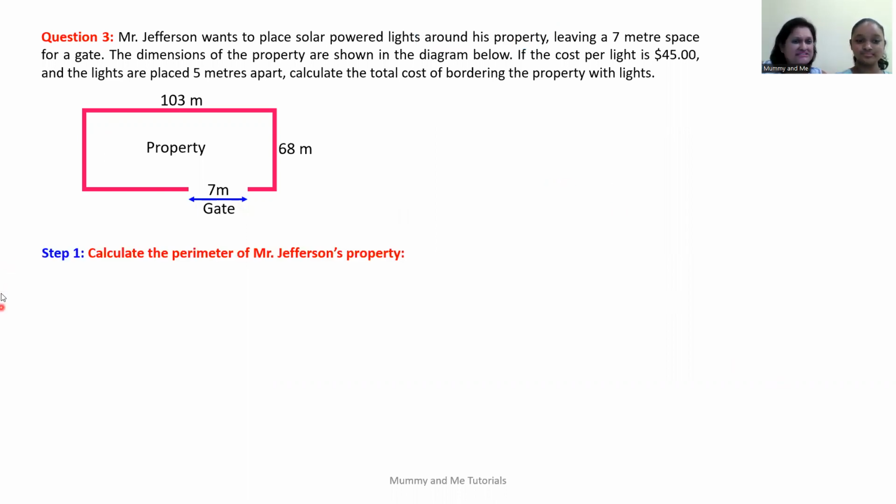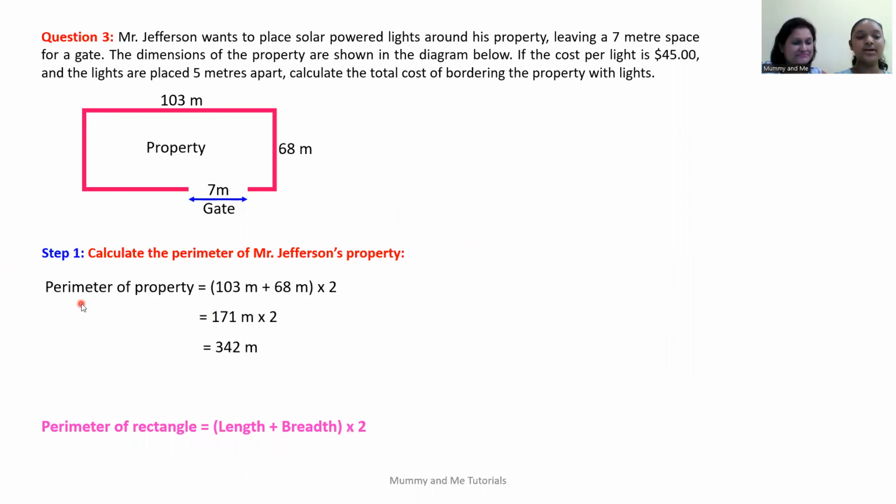Yes. What shape is Mr. Jefferson's property? A rectangle. Hence, the perimeter of a rectangle is equal to length plus breadth multiplied by 2. Therefore, the perimeter of the property is equal to the length, which is 103 meters, plus the breadth, which is 68 meters, multiplied by 2. And when we add the numbers in the brackets, we get 171 meters multiplied by 2, which gives us 342 meters. All right, good job.